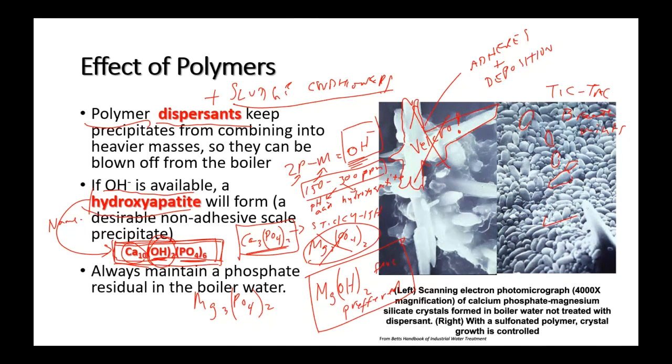Okay, so what we have now here is 3 good reasons to have just the right amount of hydroxide. First of all, for pH control. Secondly, to form a hydroxyapatite. And thirdly, so that magnesium precipitates into a less sticky form.